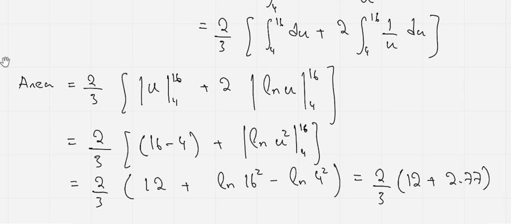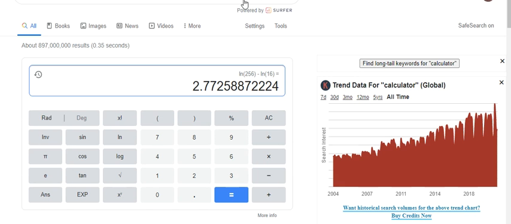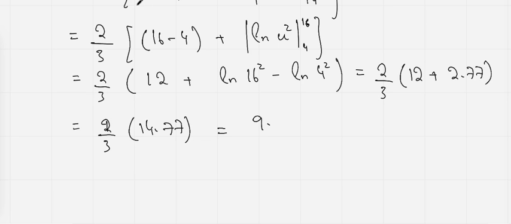So it becomes 14.77. The 2 by 3 multiplied by 14.77. So we just go to the calculator again, and I add my 12 here. It is giving me this answer, then I multiply with 2, and then I divide by 3. So it is giving me 9.84. So that is my answer.